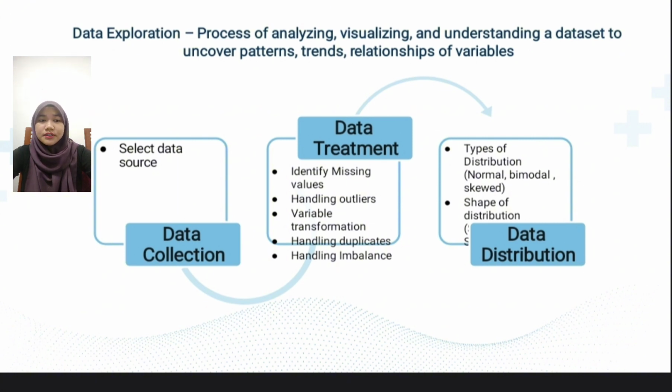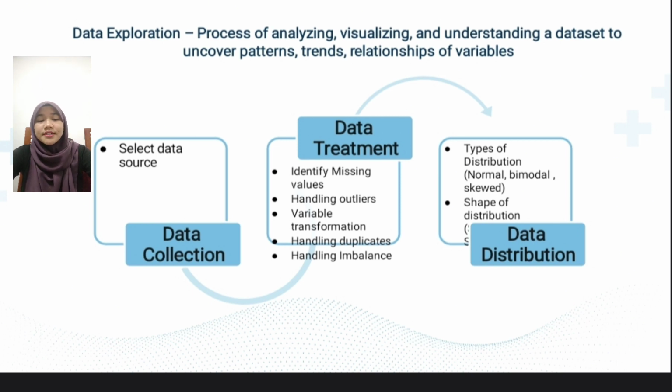predicts the target variable. First of all, we need to know the definition of data exploration. Data exploration can be defined as the process of analyzing, visualizing, and understanding a dataset to uncover patterns, trends, and relationships of variables. So, how does data exploration work?